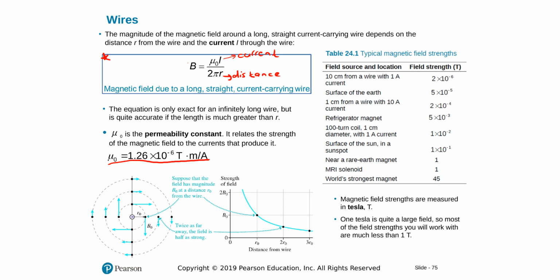2 pi is a constant, mu0 is a constant. So the magnetic field of a current carrying wire depends on the current through the wire and the distance away from the wire. If I take my current to be in amperes and distance to be in meters, this guy has units of Tesla meters per ampere. This T is Tesla here.